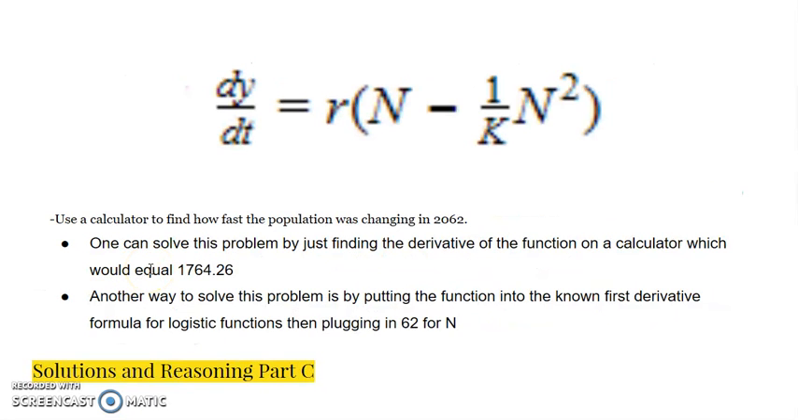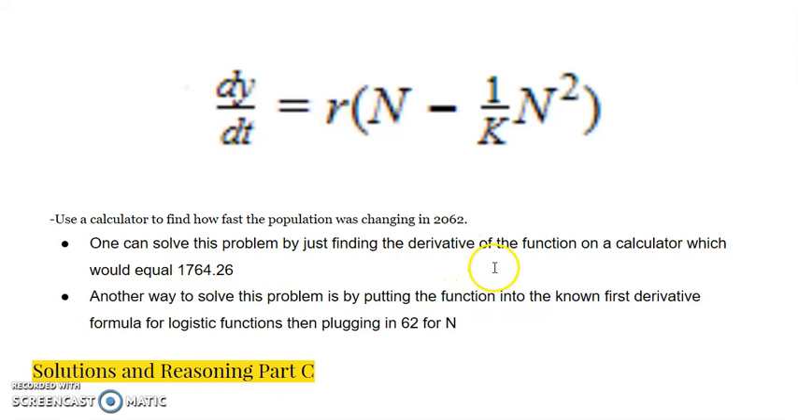So for our last section, it wants us to use a calculator to find the rate at which the population was changing in 2062. By rate, we know that it means the first derivative, because the first derivative will give us the rate at which something changes. So we can just plug this into our calculator and find the first derivative of it for 2062, and 62 will equal t.